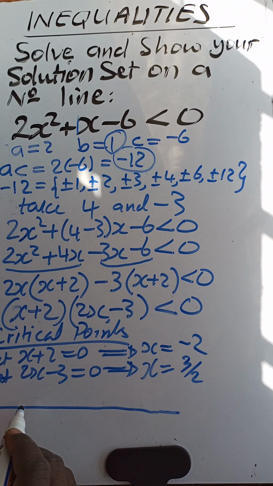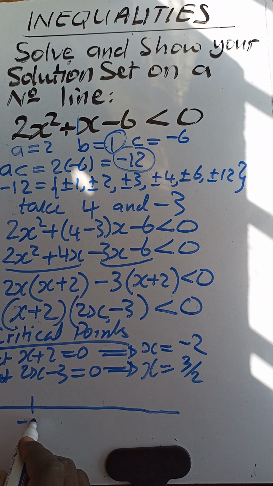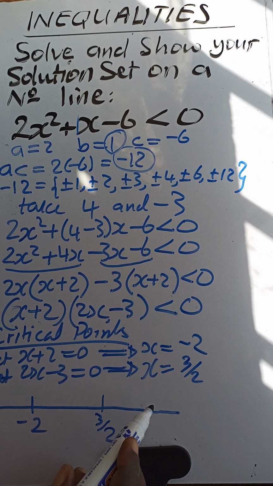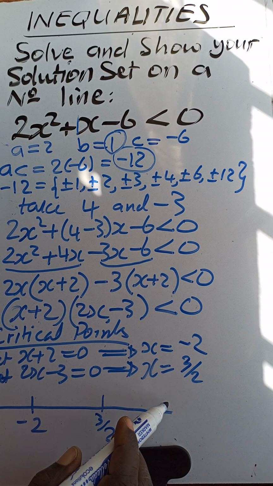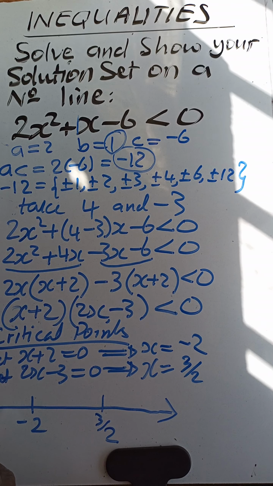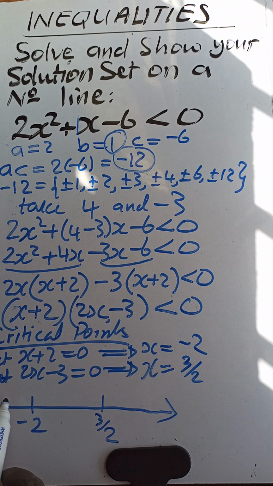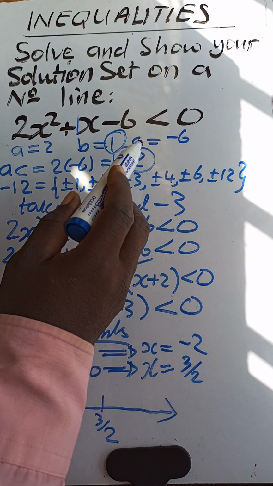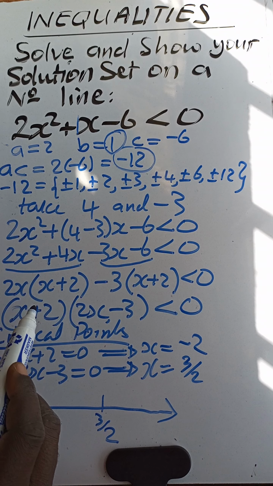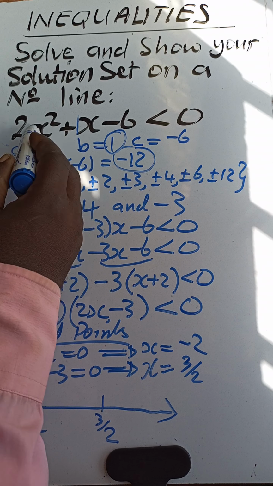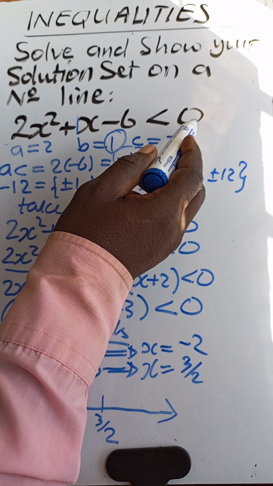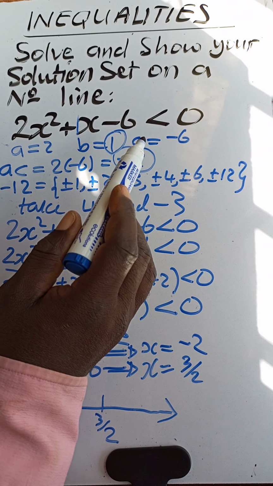We'll now go on the number line and we indicate those critical points. Now we're going to test values on these three zones: Zone 1, Zone 2, Zone 3. We're going to test values there to see which one will give us less than 0 when we slot that value in this left hand side. Are we going to have less than 0? Remember, less than 0 means negative.